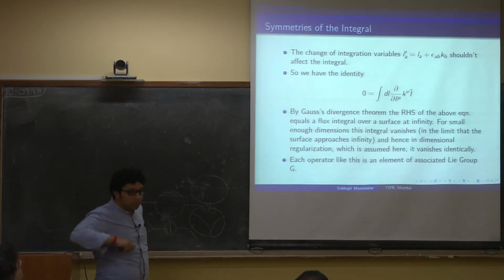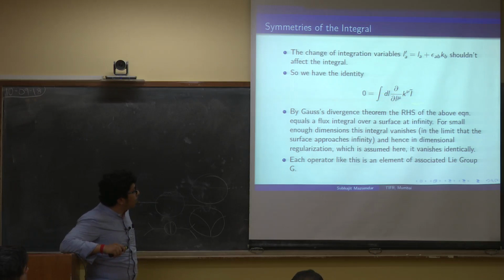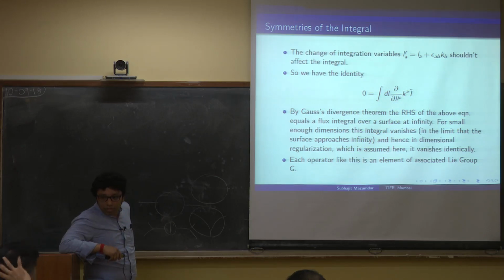Sorry, the change of integration variables will affect the integral. So it's being assumed that you are only considering finite integrals. No. If you do this shift, you will get two terms: this term will remain, and another will be a boundary term. For small enough dimensions, for a large enough surface, you can throw them out, and you can show that this integral will satisfy this identity. So you're defining your integrals with dimensional regularization? Yes.